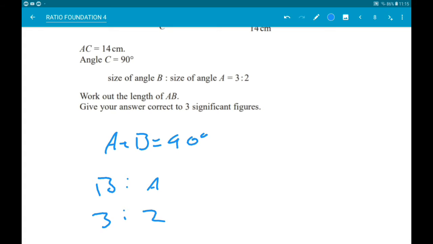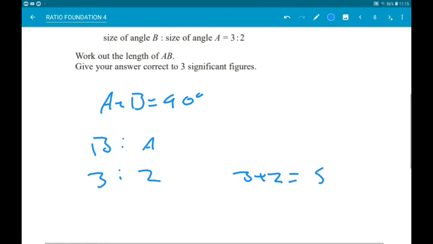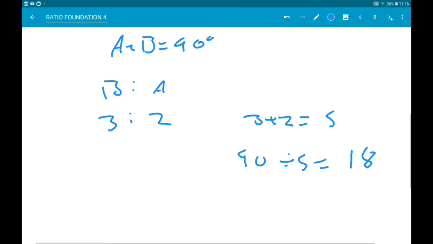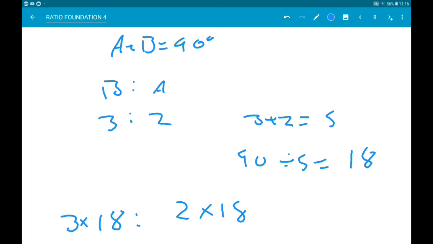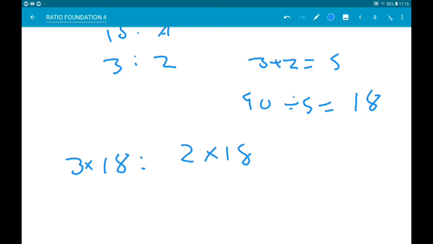So first of all, add the parts of the ratio. 3 add 2 is 5. We then need to know how many lots of that are in 90. So 90 divided by 5 is 18. We then multiply each side of the ratio by 18. So B is 3 times 18. A is 2 times 18. So we get 54 and 36.